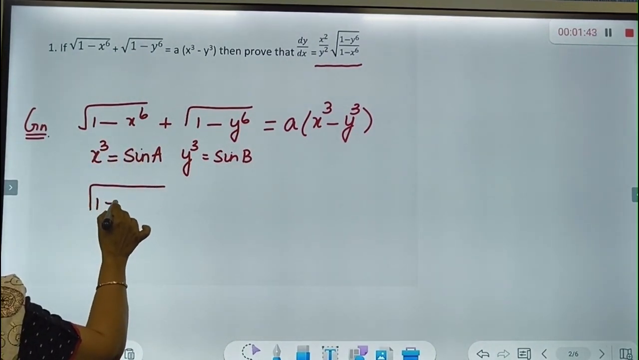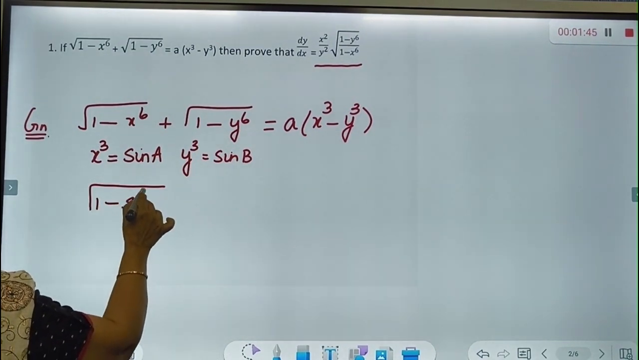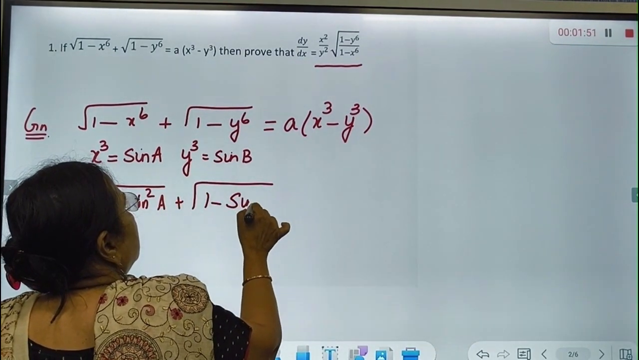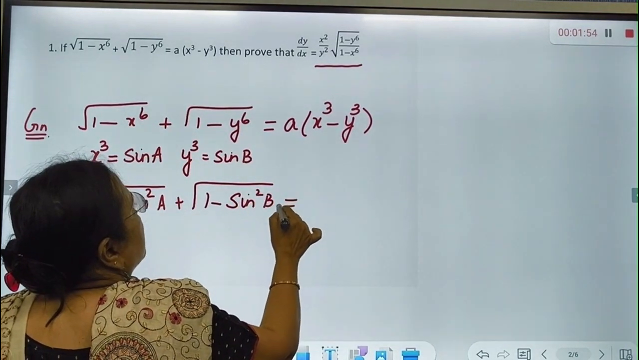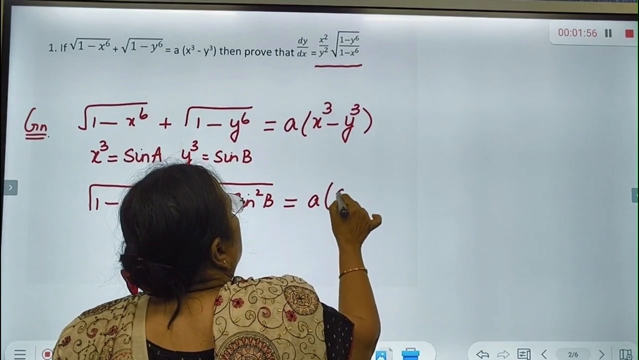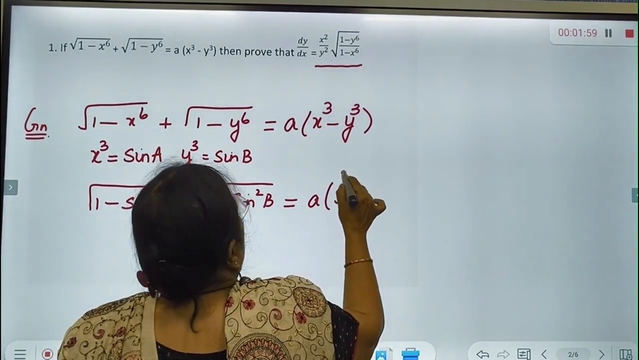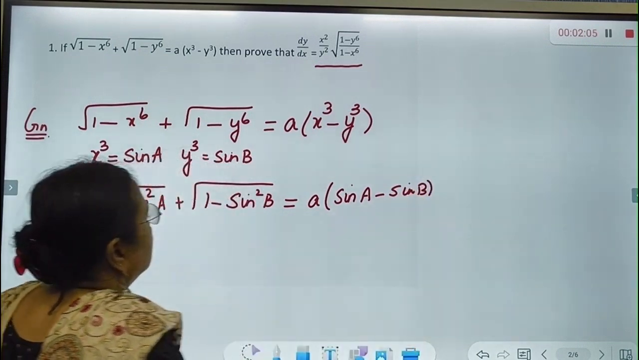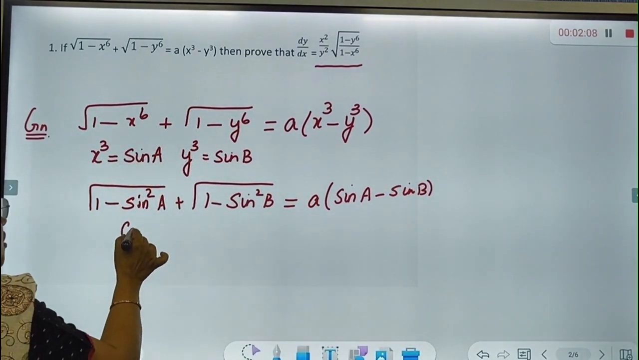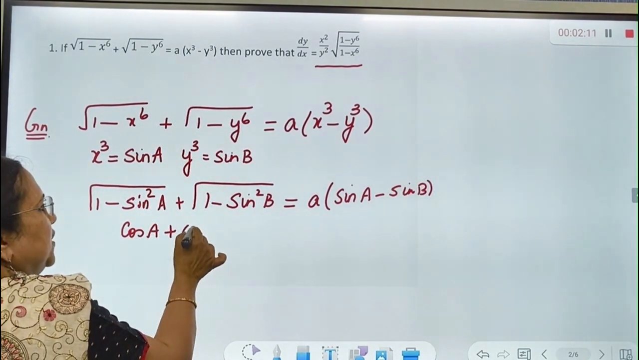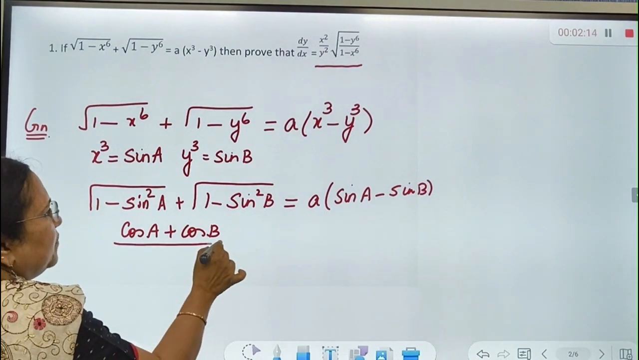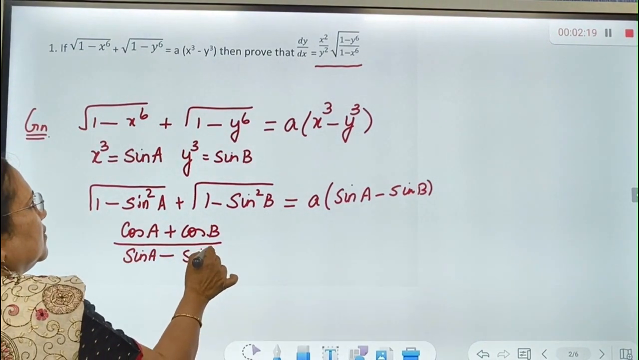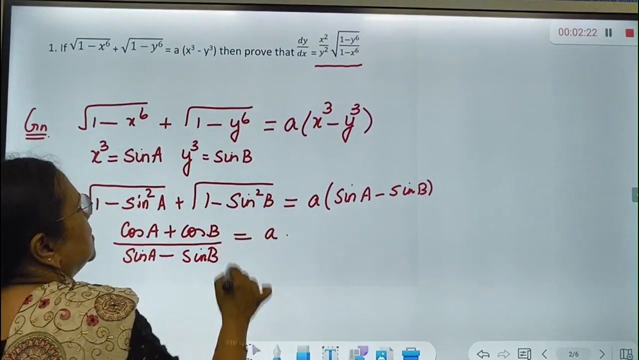Root of 1 minus sin square a plus root of 1 minus sin square b is equal to a into sin cube, that is sin a minus sin b. So you get cos a plus cos b divided by sin a minus sin b, bringing the terms here, is equal to a, which is a constant.